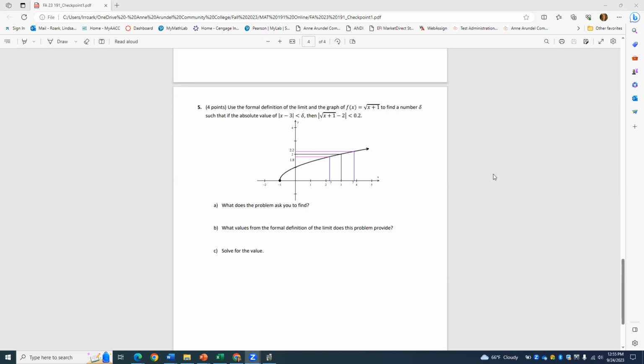Okay, so first things first, it says use the formal definition of the limit and the graph of f of x equals the square root of x plus 1 to find a number delta such that if the absolute value of x minus 3 is less than delta, then the absolute value of the square root of x plus 2 minus 2 is less than 0.2. Like, what is that about, right?